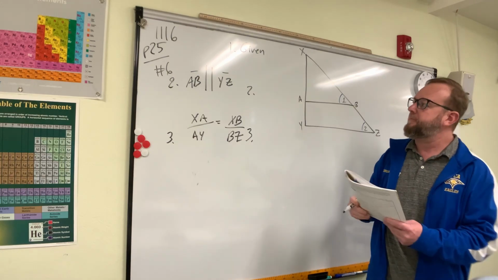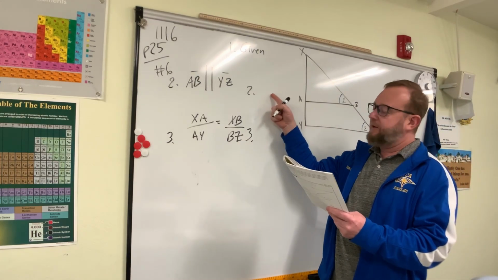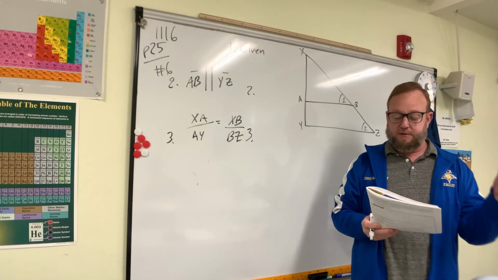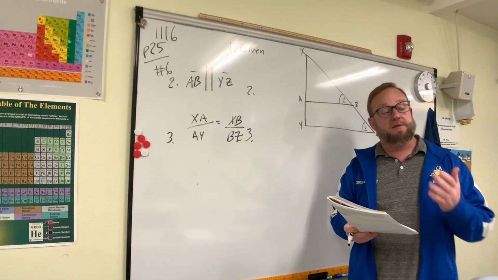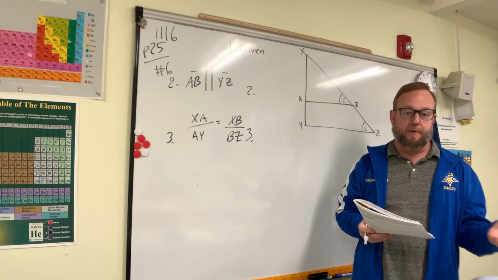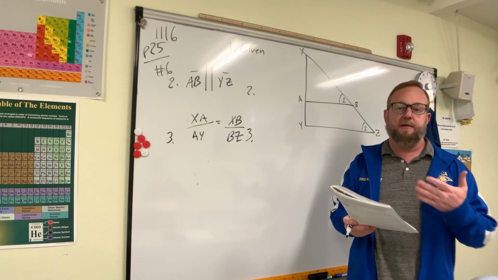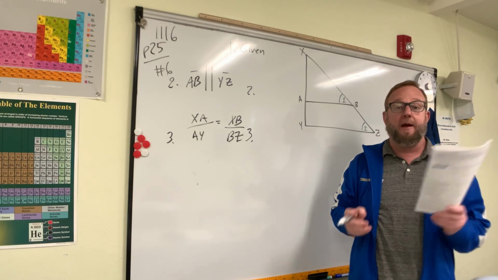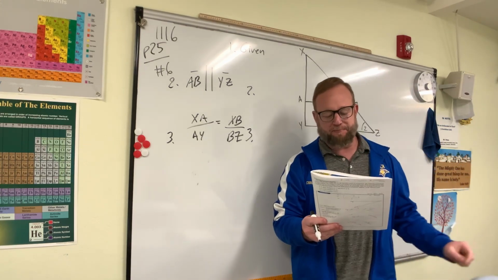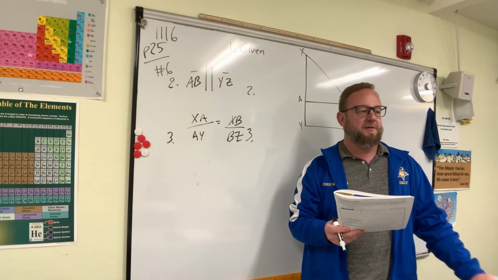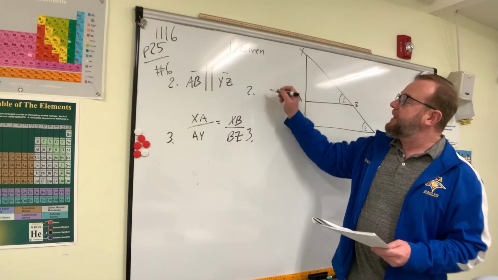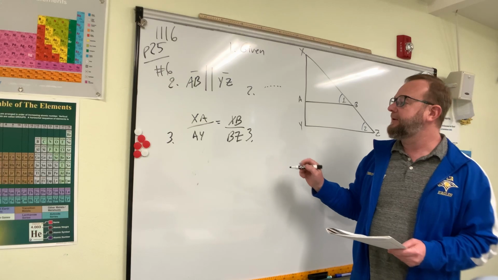You follow that? I didn't write it here, but what you would write for your reason is that if a transversal intersects two lines such that the corresponding angles are congruent, then the lines are parallel. Remember that theorem? That's way back when we dealt with all those transversals. So that's what you would write here.